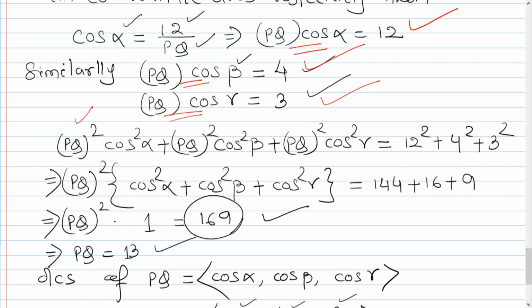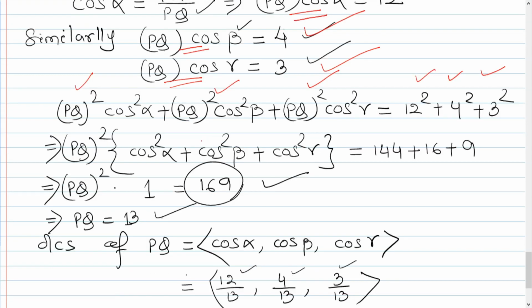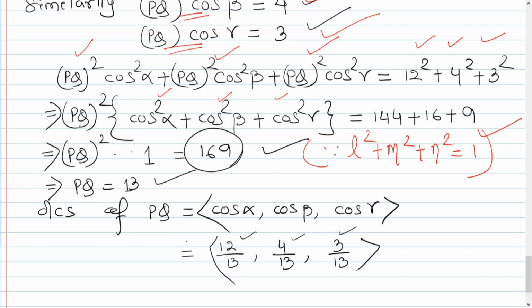Then squaring, PQ square cos square alpha, PQ square cos square beta, PQ square cos square gamma, and adding. PQ square is common, and cos square alpha plus cos square beta plus cos square gamma we write as 1, since L square plus M square plus N square is equal to 1. You know this property of DCs. So therefore PQ square into 1 is equal to 169. Then find PQ, the length of the line segment whose projections are given. Now the DCs cos alpha, cos beta, cos gamma, that is L, M, N, are 12 by 13, 4 by 13, 3 by 13.